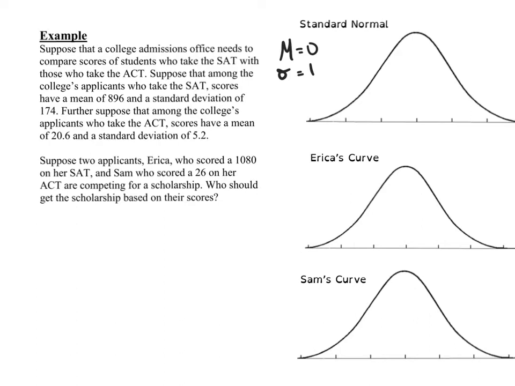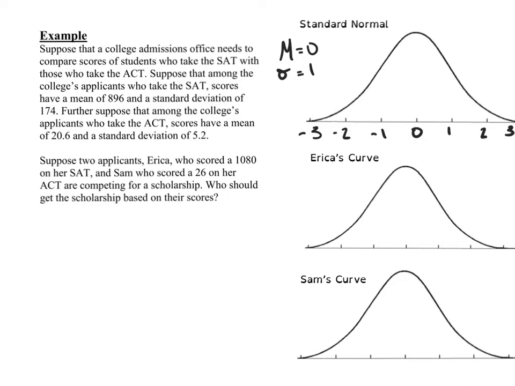So if we label this standard normal with its mean and standard deviation, it looks like this: 0, 1, -1, 2, -2, -3, and a +3 out here. So it's 3 standard deviations to the right, 3 standard deviations to the left. This is what a standard normal does. Well, in the problem it says that Erica scored a 1080 on her SAT and Sam scored a 26 on her ACT. And they give you the mean and standard deviation for each one of these.